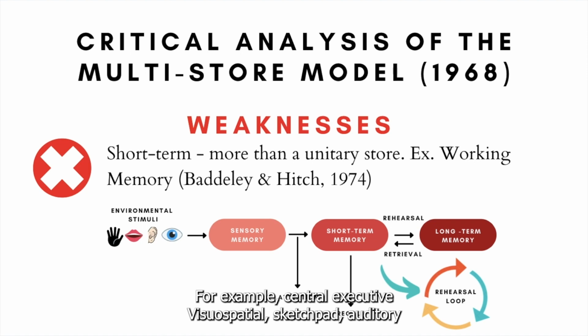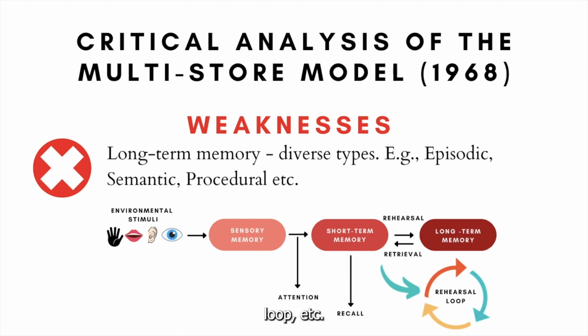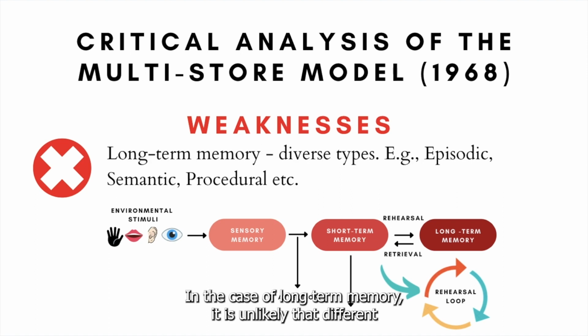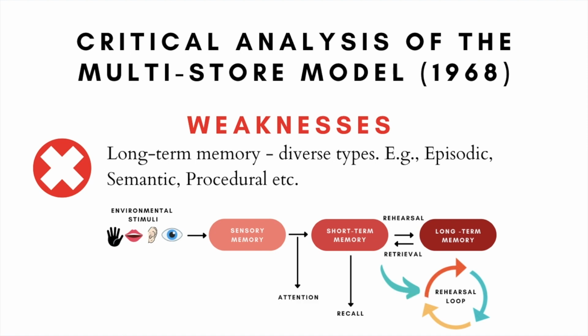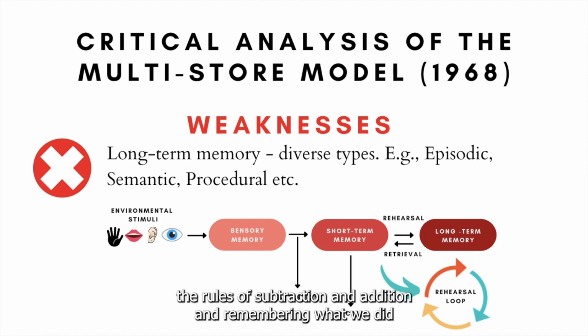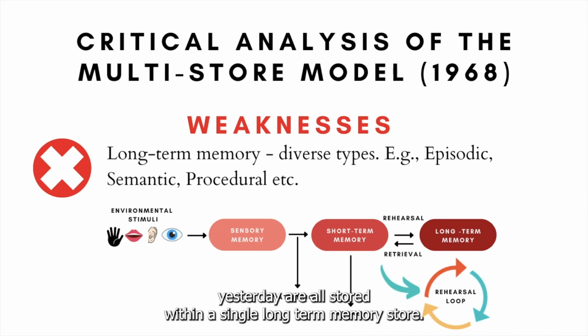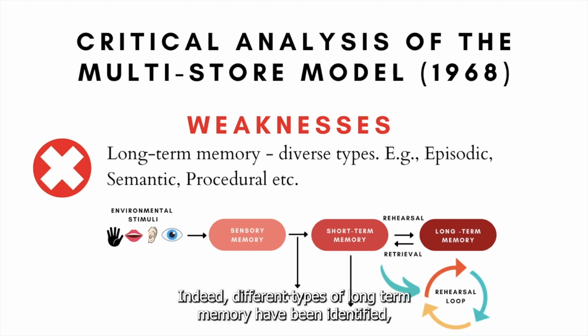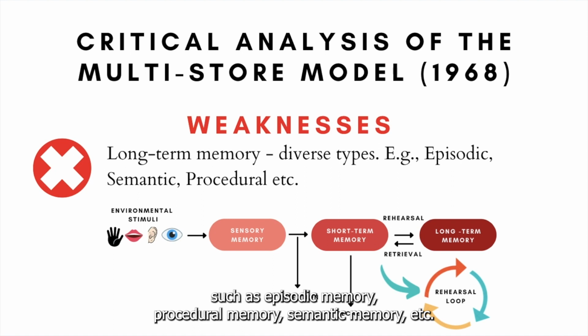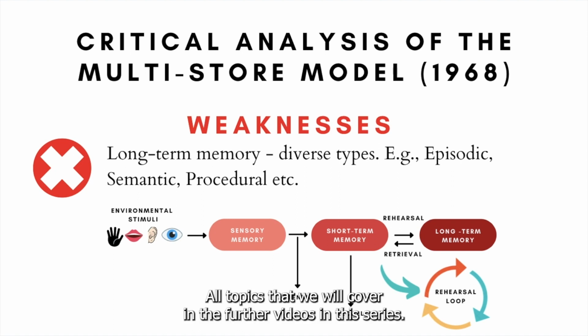In the case of long-term memory, it is unlikely that different kinds of knowledge, such as remembering how to play a computer game, the rules of subtraction and addition, and remembering what we did yesterday, are all stored within a single long-term memory store. Indeed, different types of long-term memory have been identified, such as episodic memory, procedural memory, semantic memory, etc. All these topics we cover in the further videos of the series.